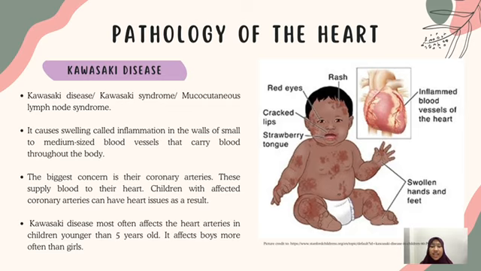These coronary arteries supply blood to the human heart. So children with affected coronary arteries can have heart tissue damage as a result. Usually Kawasaki disease most often affects the heart arteries in children younger than 5 years old, and it affects boys more often than girls.